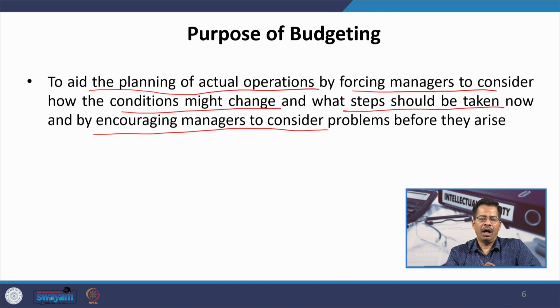and how we are going to take decisions, how we are going to handle those situations, and you are giving special requirements to your managers to consider all those conditions, how these situations may change over a period of time, and then what type of decisions you need to take before the problem actually comes in front of you. So, in fact, I will also say that budgeting is a kind of very proactive planning process.